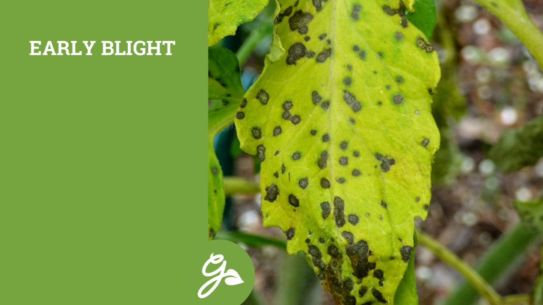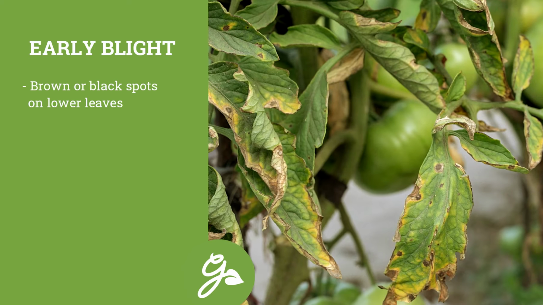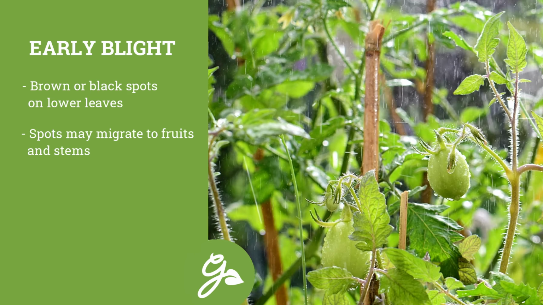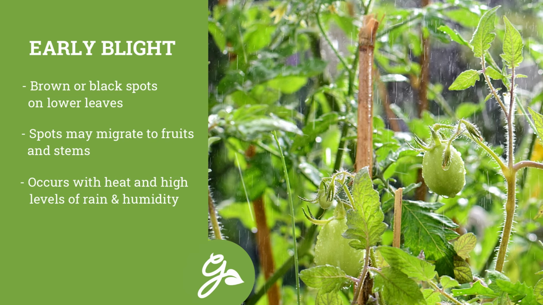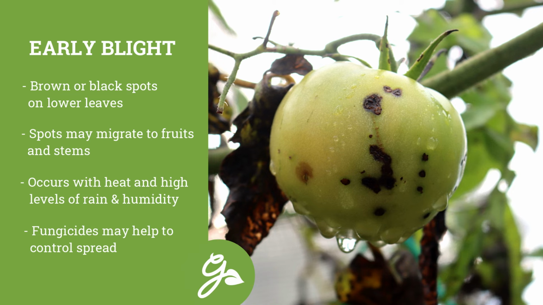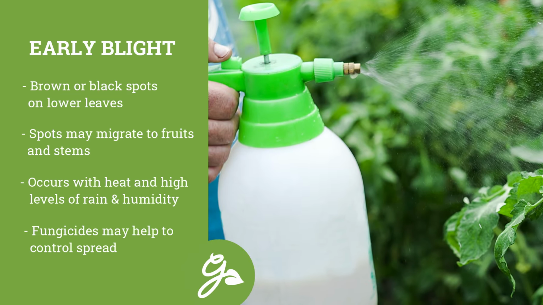spots that are either brown or black. The leaf spots will eventually migrate to the stem and even to the fruits of the tomato. Early blight normally occurs during hot weather when there has been a significant amount of rain and humidity. A fungicide can help to reduce the damage, but it will only lessen, not eliminate the issue.